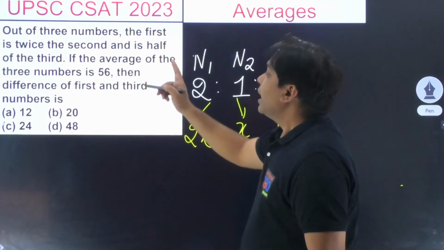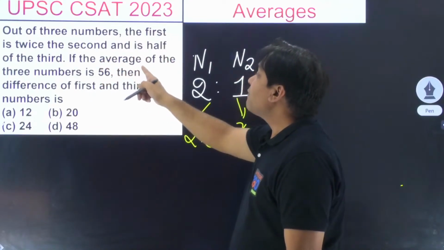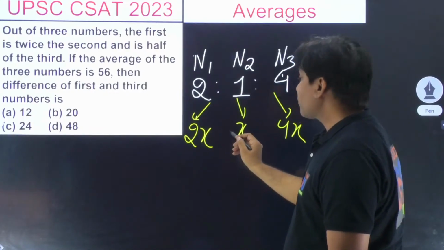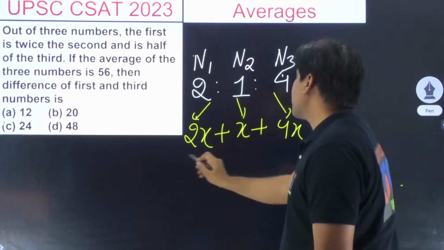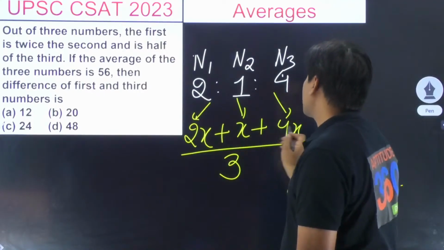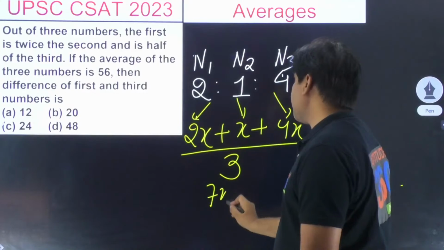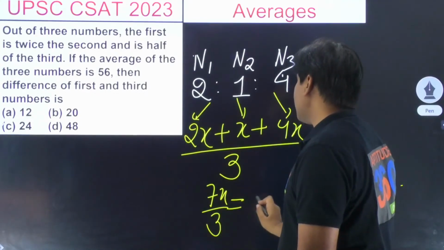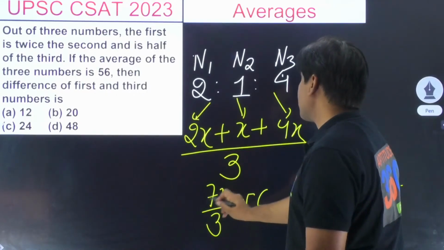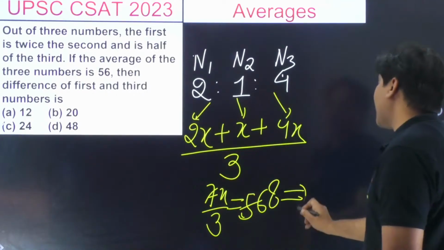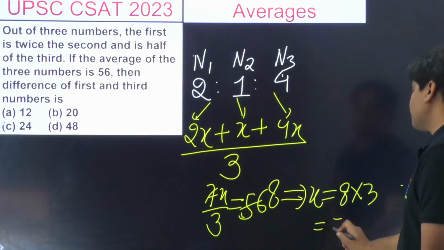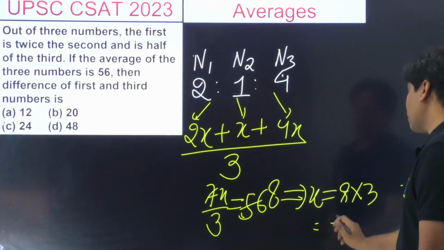Now, you have been given that the average of the three numbers, which is this divided by this. Okay, I guess Shivam is getting the answer. So this is going to be 7x by 3. And this value is given to you as 56. So 7 8s are 56. The value of x that you're getting is 8 into 3, which is 54. No, 24. No, not 54.